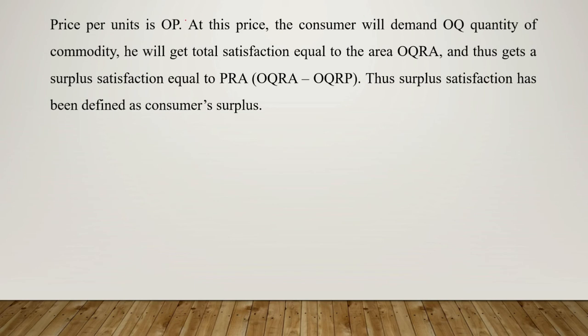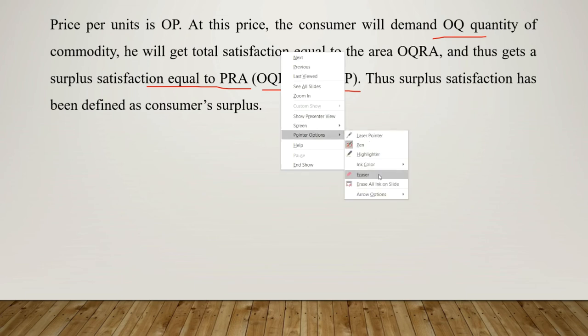That is, OP is the price. Consumer will demand OQ quantity. Finally, we will get consumer surplus, PRA, which is OQRA minus OQRP. Next slide.